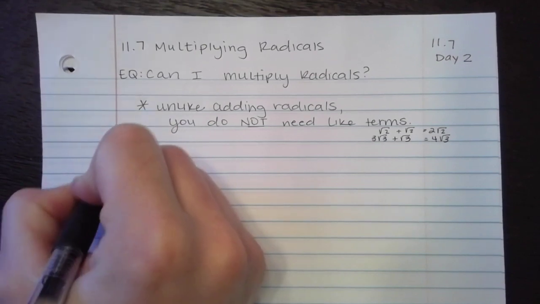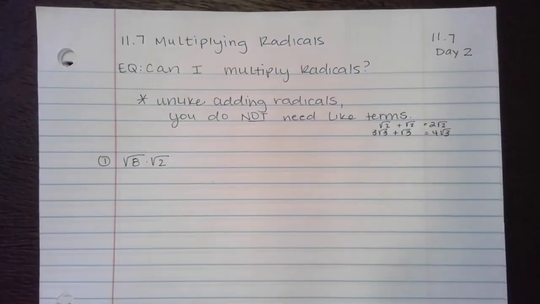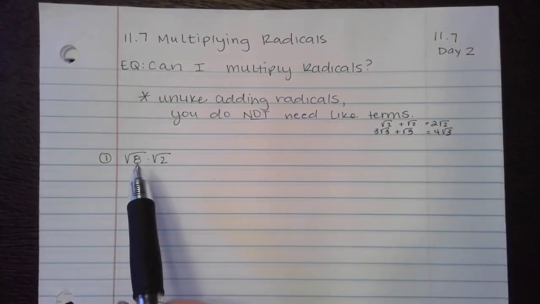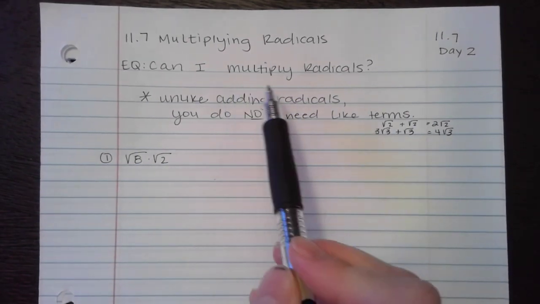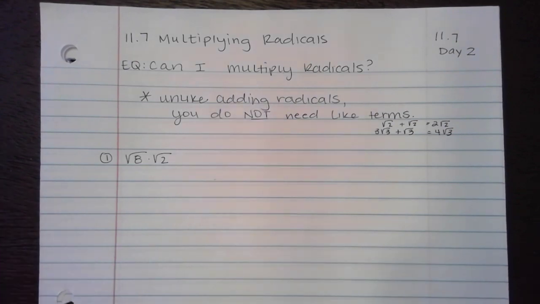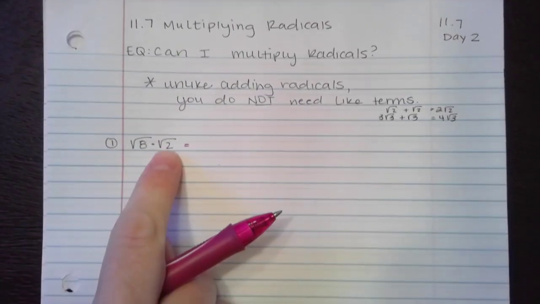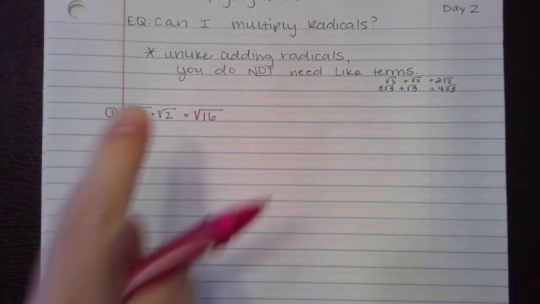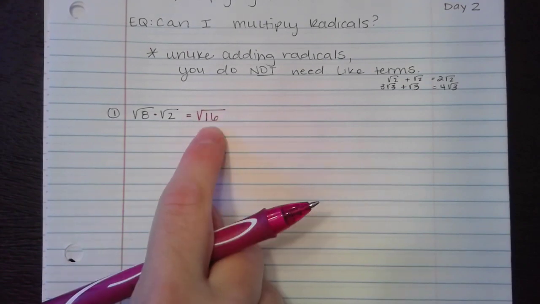But you will see with our example right here, the square root of 8 times the square root of 2. I would hope that even on Monday, or I'm sorry, it's Monday, Friday, you would say, hey, there's something not right here when I am looking at an 8 and a 2. They're not like terms, but unlike adding, you do not need like terms. So in this case, there's a little multiplication symbol there. 8 and 2, you can just take those radicands, or those numbers underneath the radical, and multiply them like that. So 8 times 2 is 16.